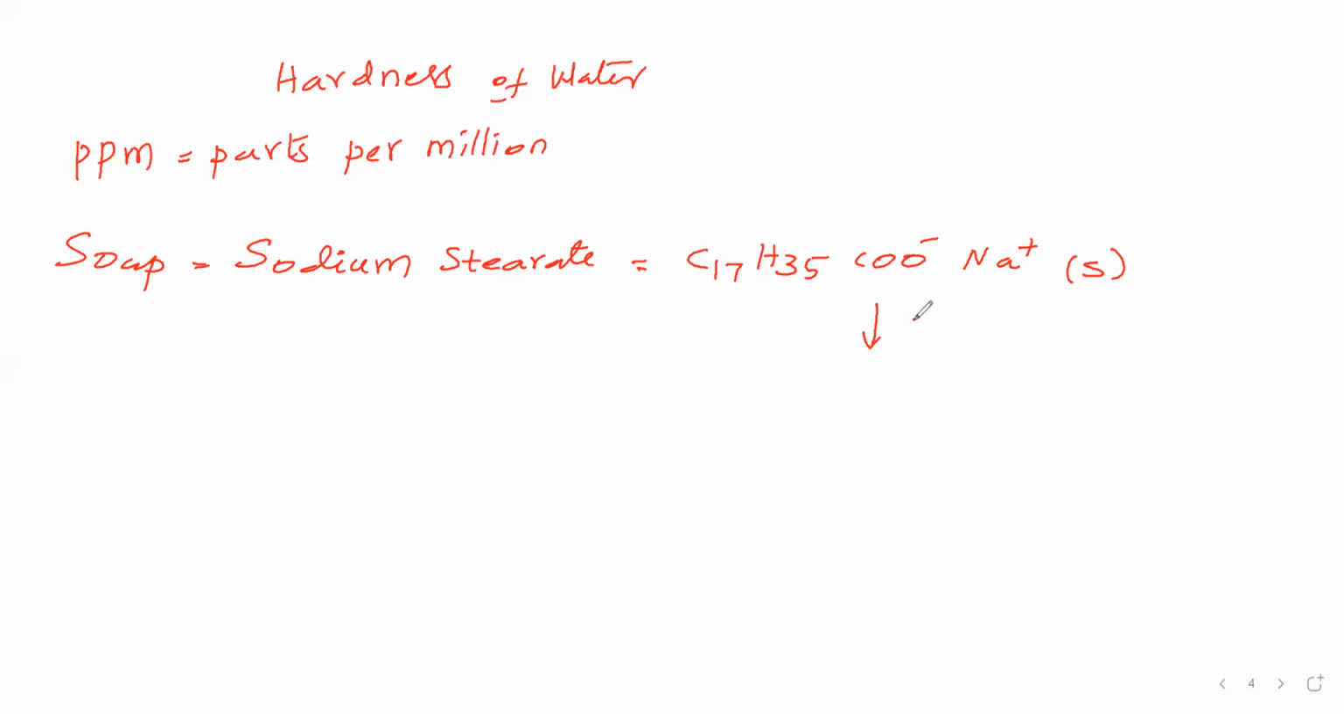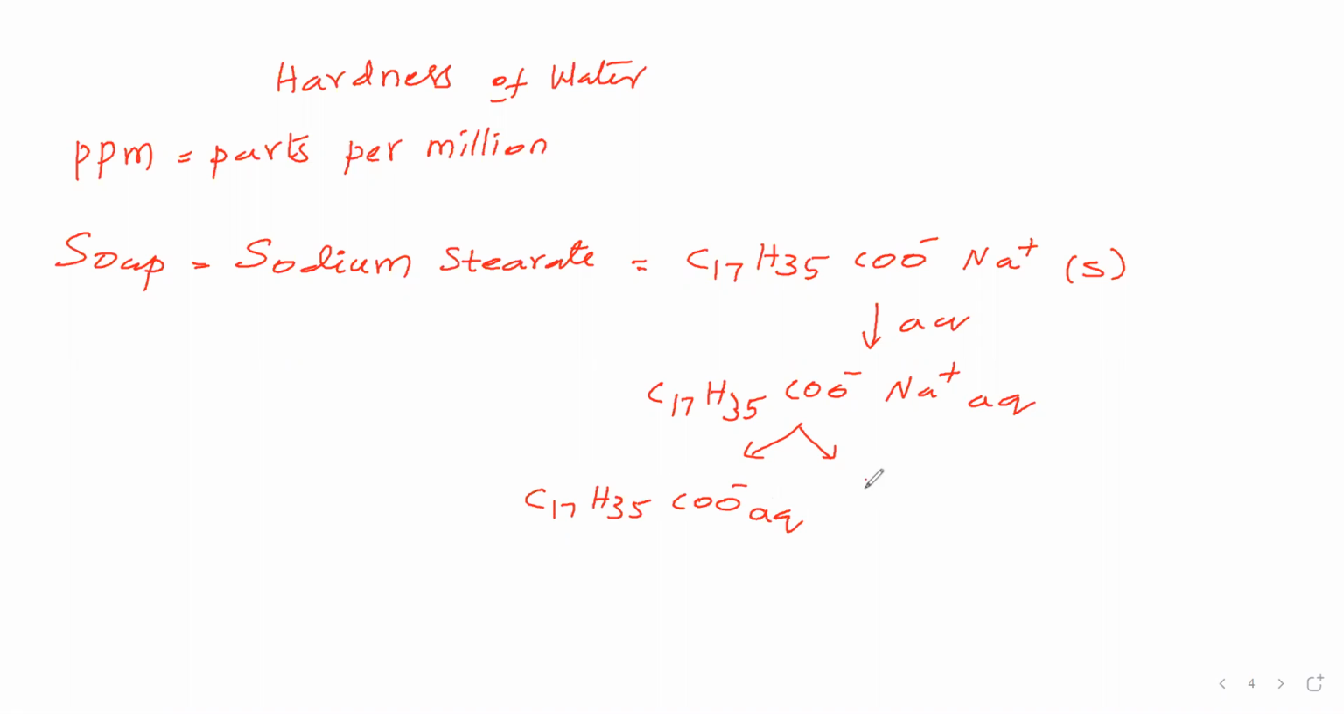This soap is added into water. What will happen? The soap dissolves in water. Once dissolved, it is converted into ions. What does that mean? The anion C17H35COO minus and the cation Na plus, aqueous. So the soap dissolves in water, then ionizes, dissociating into ions.